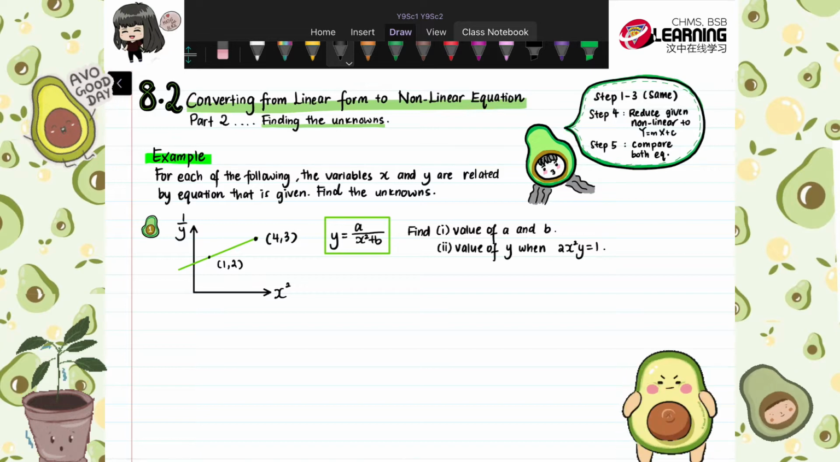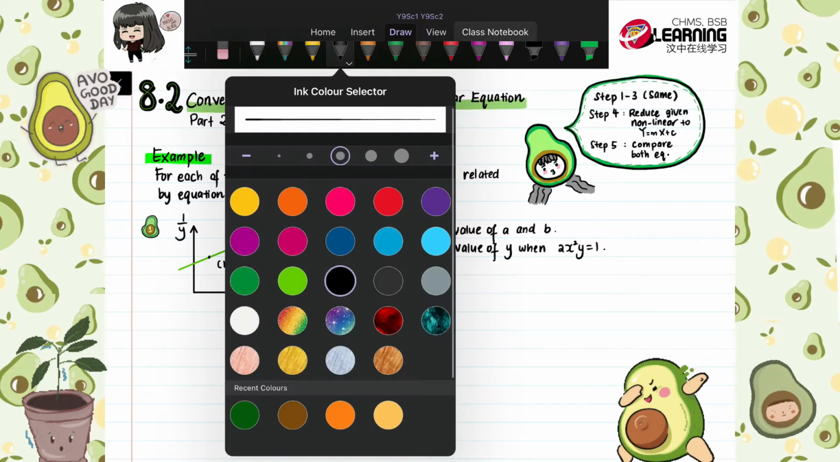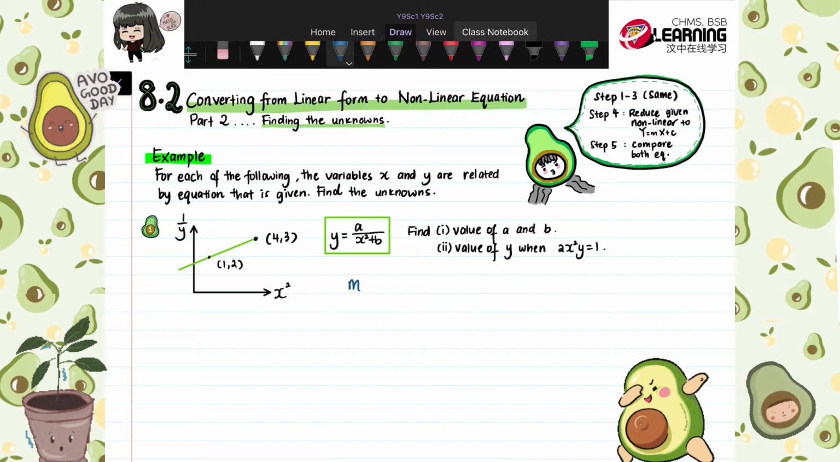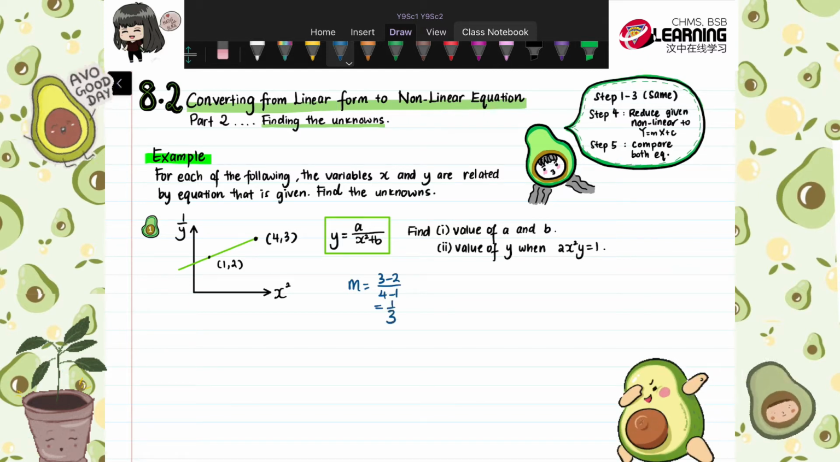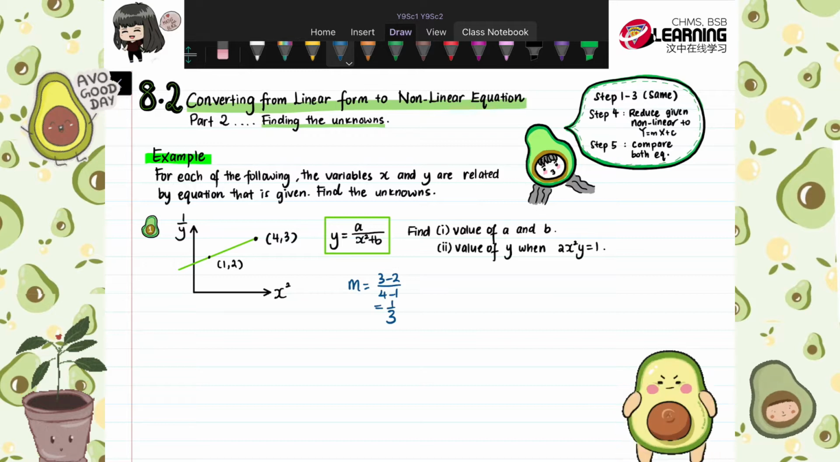So the first step is to find the gradient. Step 1 is find the gradient. So 3 minus 2 over 4 minus 1. I get 1 over 3. So after that I find what? After I find M, I find C.